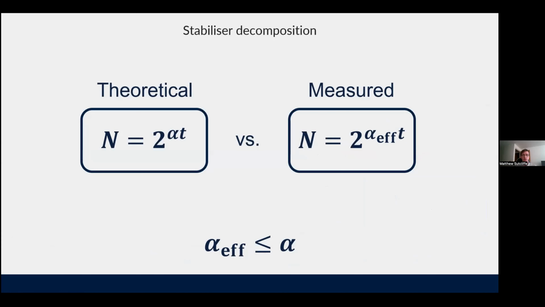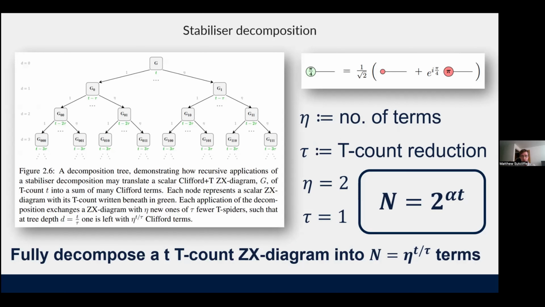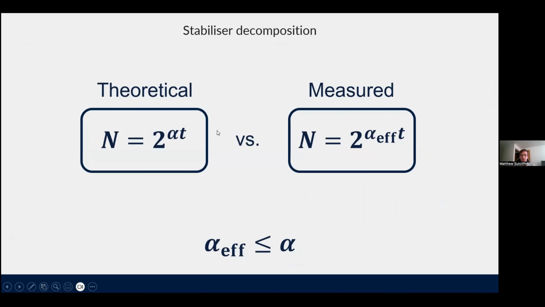Okay, so 2 to the alpha T is the theoretical scaling that you'd get, but actually, as John and Alex pointed out a couple of years ago, every time you apply one of these decompositions, so you go from this G to G0, for instance, before you apply the next one, you do a round of full simplification with ZX calculus. And this can actually remove some of the T gates, so it reduces the T count at each step, just with a little bit of rewriting, essentially free computationally. And so the actual number of terms you get out is better than what you would predict just from these alphas.